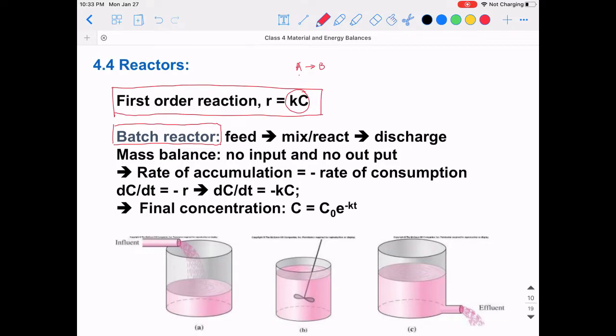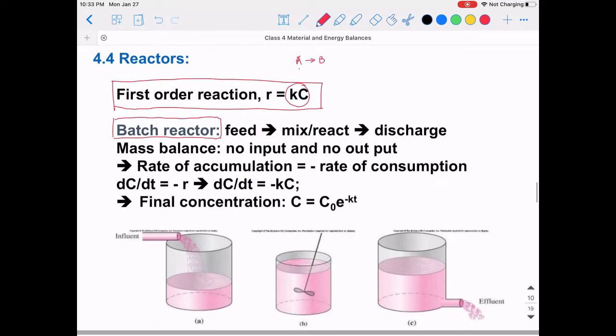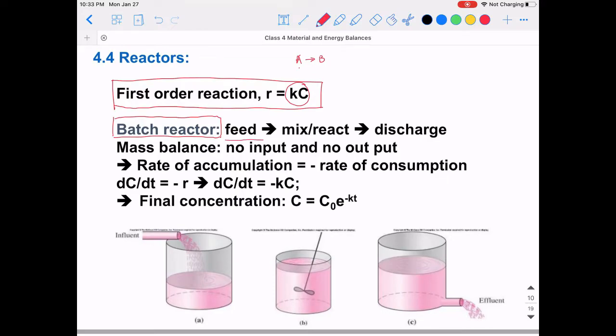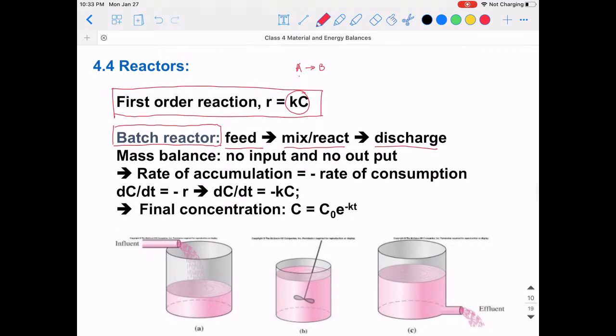So what happens is that you have to wait until the reaction is completed. Then you can finish this reaction and then prepare or process the new materials. So basically what happens in the reactor is that you feed in all the ingredients, mix and let them react, and then finally discharge, right? Because of that, for building this mass balance here, we know that there's no input or output, okay?